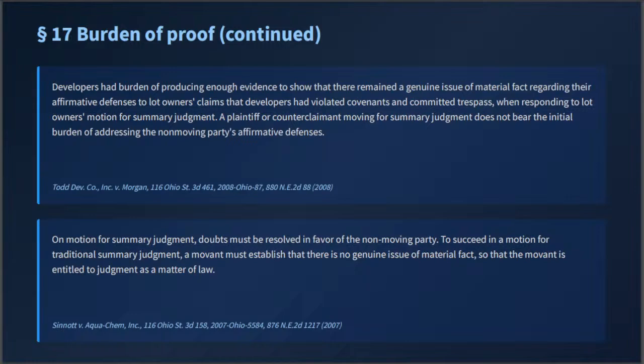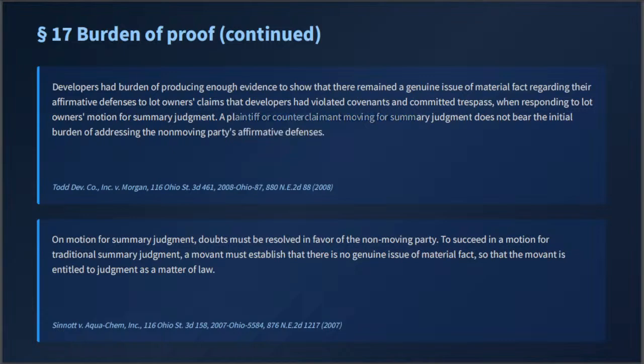And burden of proof continued. This is on Todd Developer versus Morgan. So same case, developers had the burden of producing enough evidence to show that there remained a genuine issue of material fact regarding their affirmative defenses to lot owners' claims that developers had violated covenants and committed trespass when responding to lot owners' motion for summary judgment. Wow. A plaintiff or a counterclaimant moving for summary judgment does not bear the initial burden of addressing the non-moving party's affirmative defenses. So that's interesting.